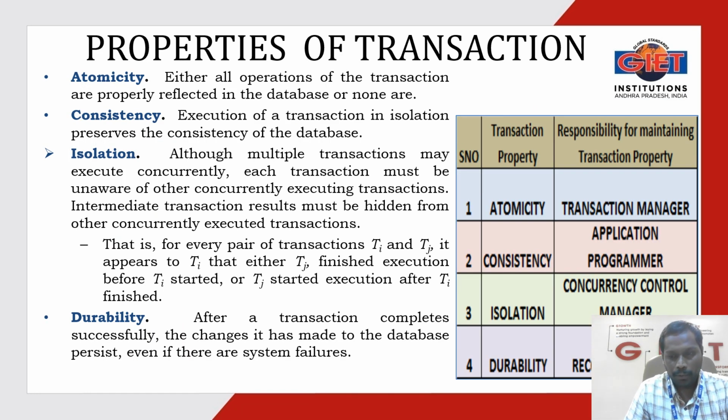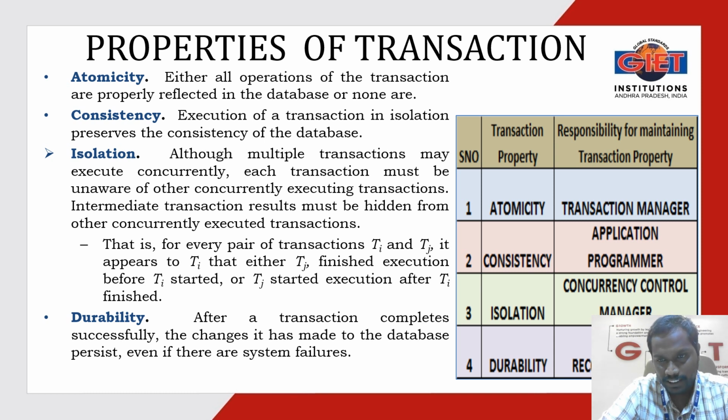Now coming to the properties of a transaction, these are the ACID properties. A stands for atomicity, C stands for consistency, I stands for isolation, and D stands for durability. Before going to the properties, I would like to share the rightmost part of the slide. If you want to provide the atomicity property in a transaction, who is going to take care of it? Here we can say it is the transaction manager. So the transaction manager will be taking care of the atomicity property of a transaction.